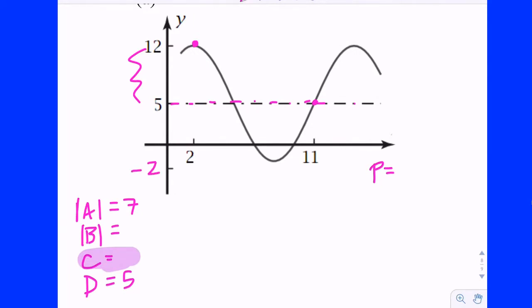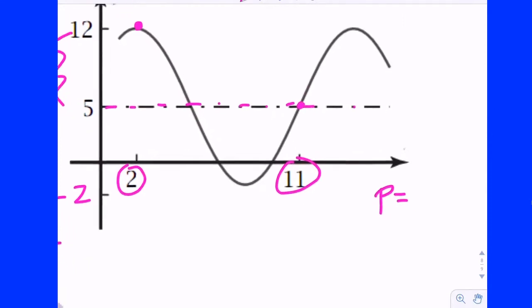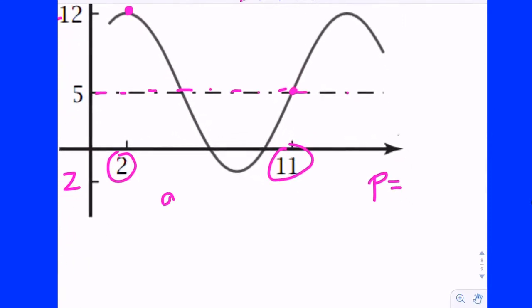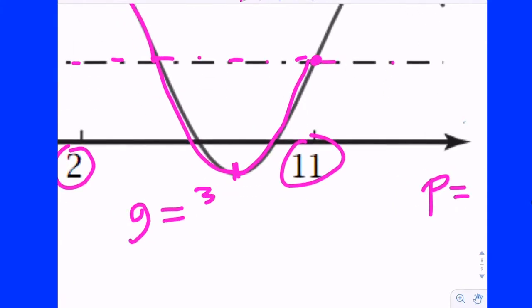Good to know. Now the B value, again, we don't get straight from the graph. We have to get the period. The period's the length of one cycle. I only have 2 X values labeled, so I have to use them. How far is it from 2 to 11? 9. So 9 units represents what fraction of a cycle? 3/4. Good. Here's a quarter cycle, there's another quarter cycle, and there's another quarter cycle. So that represents 3/4 of the period.